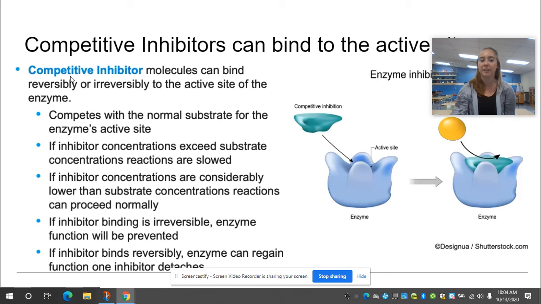So these are competitive inhibitors. They're like the competitor little people running around trying to steal that chair. I always think of it like the game musical chairs, where whoever jumps on that spot and takes it first is going to be the competitive inhibitor. But that substrate really wants that spot.